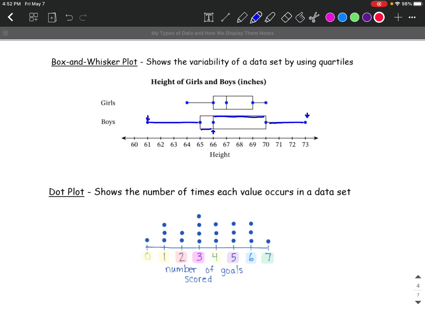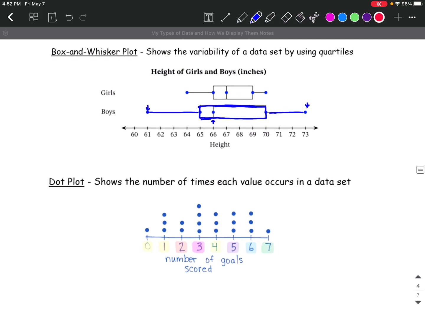And the box part is around the middle 50%. And you can see that the boys' 50% is very different than the girls' 50%. The girls are more clustered together. The boys are more spread out. The girls tend to be inside. They don't get as tall or as short, but they're more clustered together there.